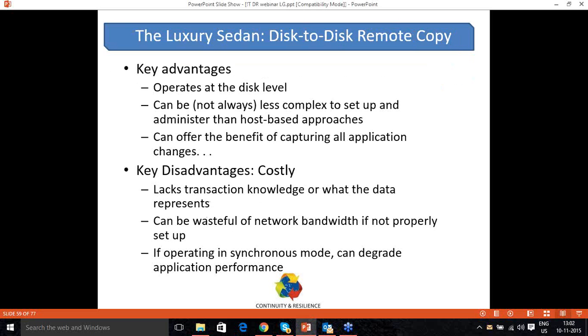There is another system, disk-to-disk remote copy, which some experts name as luxury sedan. So the advantages are it operates at disk level, so you have more redundancy in place. It can be complex to set up, sometimes not so complex, depends on subjectivity. It can offer the benefit of capturing all application level changes. Disadvantage, biggest is the cost.